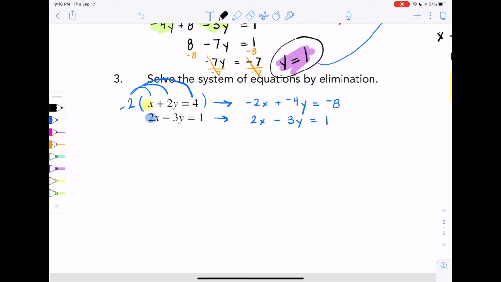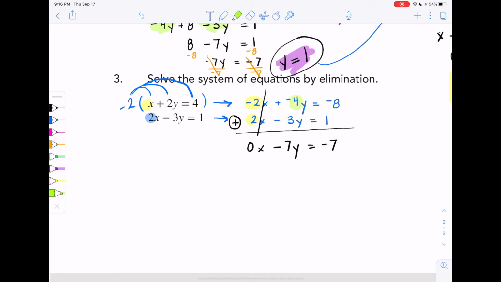Now that we have 2 expressions that both have the same leading coefficient, actually I should say opposite signs of the leading coefficients, we can add these 2 functions together. If we add negative 2x plus 2x, that's going to give us 0x. That's what we were trying to do, get that to 0. And if we add negative 4y plus negative 3y, that is negative 7y. And negative 8 plus 1 is negative 7.